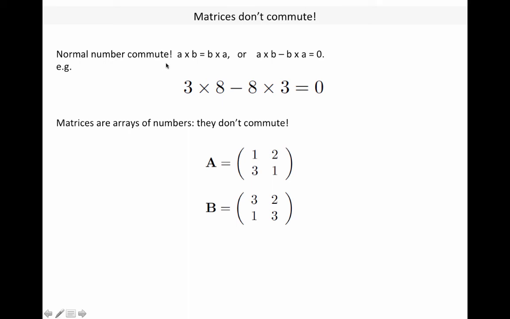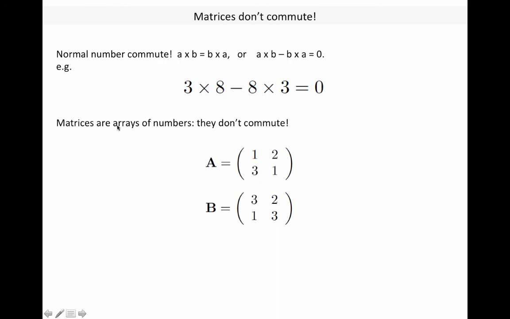Well, let's think about just ordinary numbers, like the number 3 and the number 8. Ordinary numbers, when you multiply two of them together, it doesn't matter what order you multiply them in. In other words, 3 times 8 is the same thing as 8 times 3. They're both equal to 24. So 3 times 8 minus 8 times 3 is equal to 0. This is the law of commutation. More generally, if a and b are ordinary numbers, then a times b is equal to b times a, or a times b minus b times a is equal to 0.